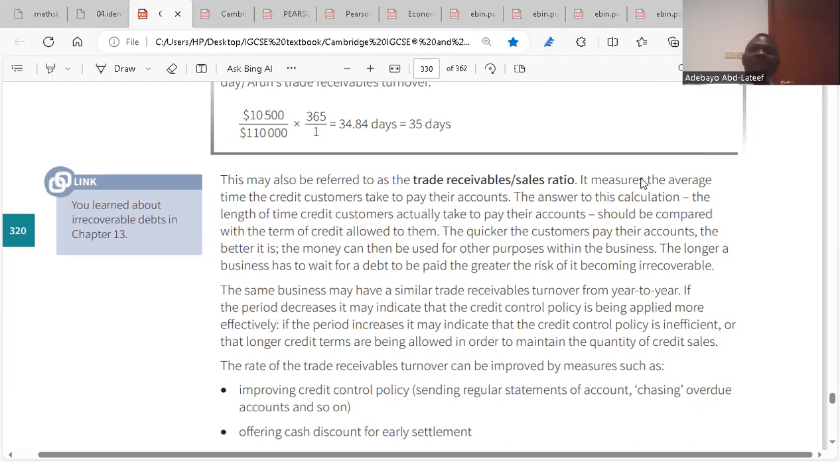Yeah. So money will be available, cash will be available for the business to do other things. But if it is low, it affects the business, because the business will not have cash available to do a lot of things. And even the debt can go bad.